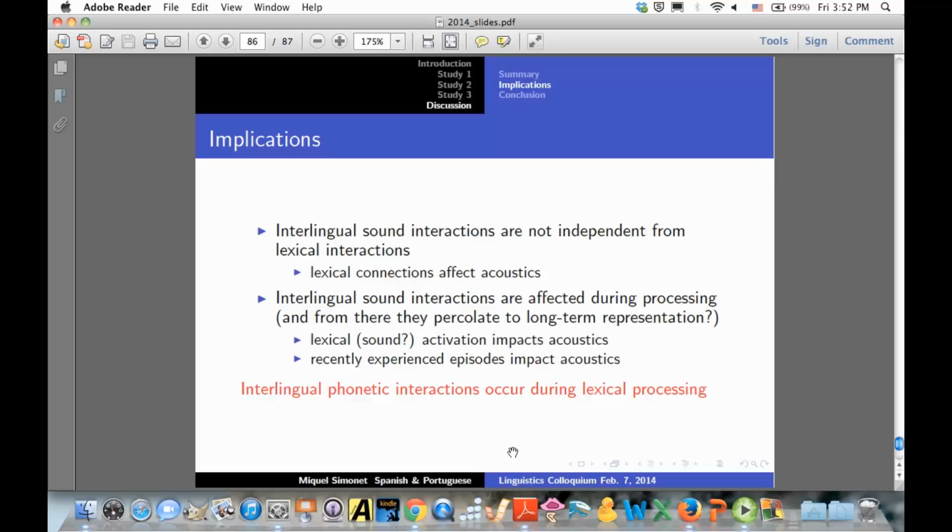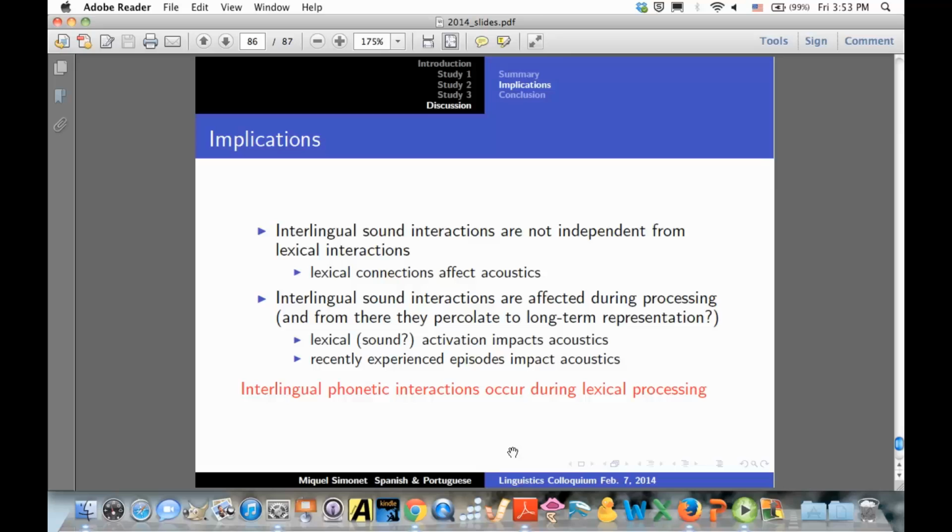So one possibility would be that lexical activation impacts acoustics. Maybe if the words of the two languages are active, that will affect the acoustics. Or maybe what happened is that you have produced sounds in the two languages. We could tease this apart if we had a study in which one of the languages is only read and not pronounced, and the other one is pronounced, so that lexical activation but not sound activation in the two languages would possibly let us tease these things apart. What is active and what is affecting acoustics or phonetics?